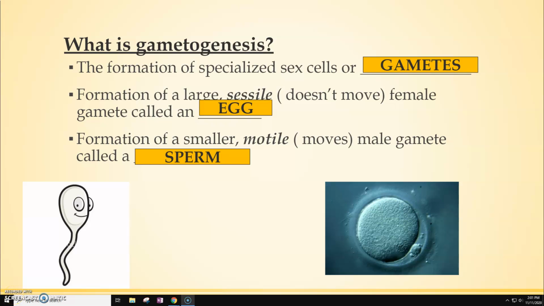So now we're going to talk about gametogenesis. Gametogenesis is the formation of specialized sex cells or gametes. An egg cell would be formed as a large sessile gamete, and that means sessile does not move. And sperm cells are the formation of smaller motile gametes. So motile means to move.